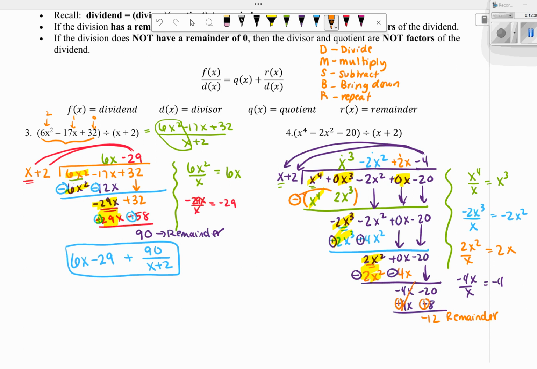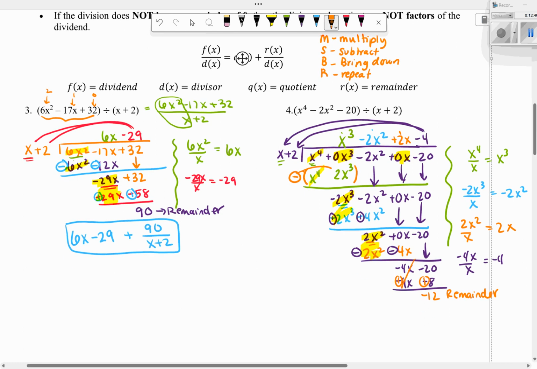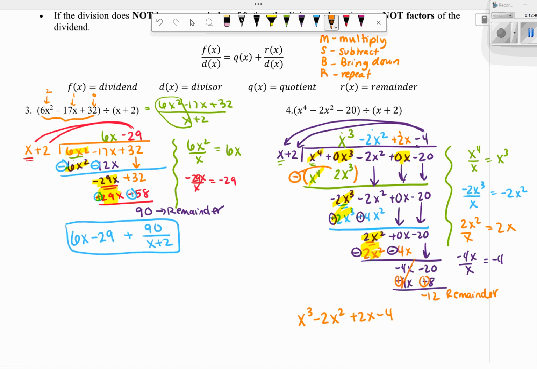And now we just have to write our equation. So we have x cubed minus 2x squared plus 2x minus 4, and then minus 12 over our divisor, x plus 2. And again, because we didn't get 0 for a remainder for either of these two, that tells us that x plus 2 is not a factor of either of these two equations.